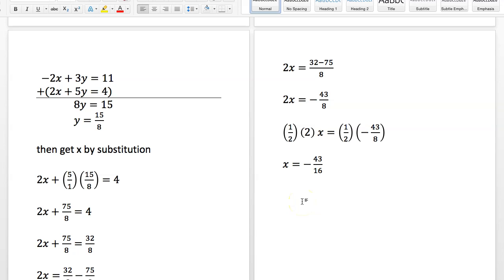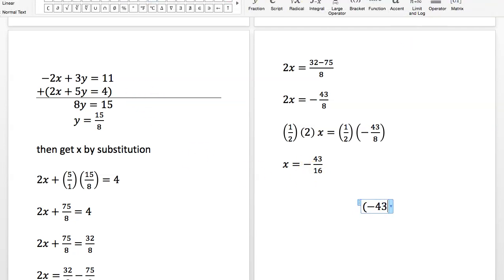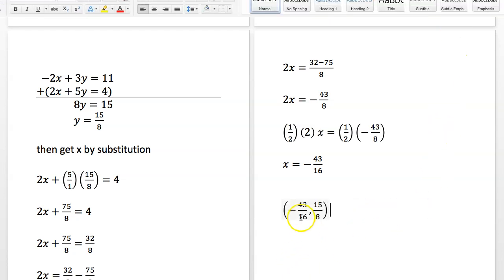So your ordered pair would be, I'll put the ordered pair in, negative 43/16, comma, positive 15/8. So yeah, there are unmatching signs for the ordered pair, which happens. We've not seen it in a little bit. And I did need to check if this would reduce, but of course 43/16 does not reduce. But anyway, moral of the story, there are situations where you add at the very beginning, and this time we did, right? So it happens.